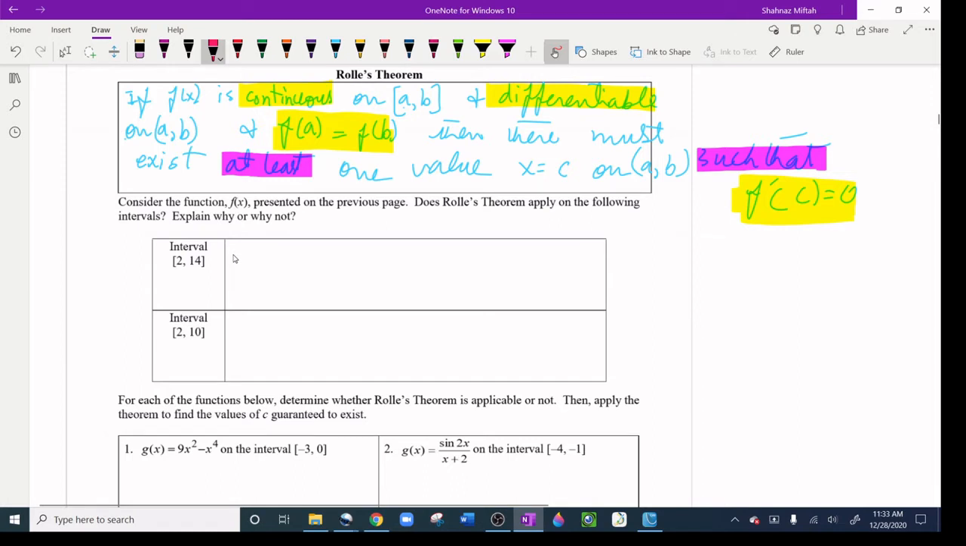So let's write it. f of x is continuous and differentiable on the interval 2 to 14, and f of 2 is equal to f of 14, and both of them equal 5. So yes, that condition is there. Then Rolle's theorem is applicable.